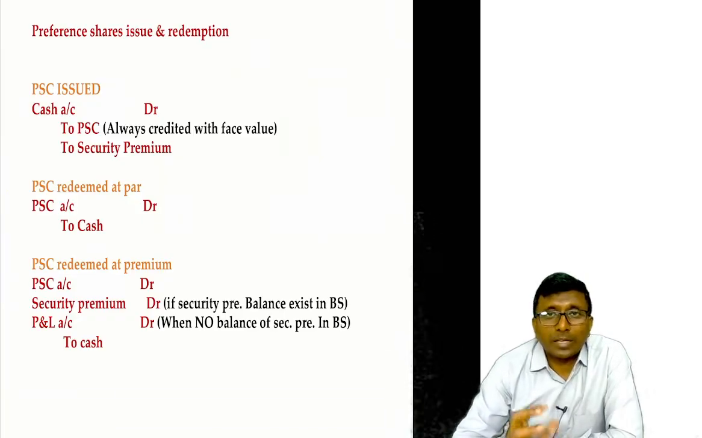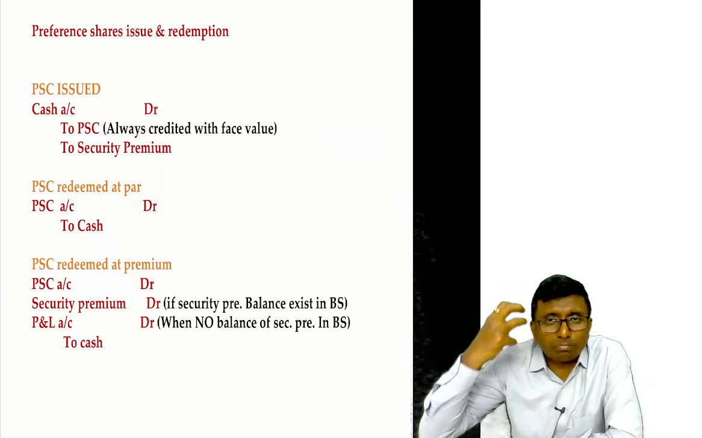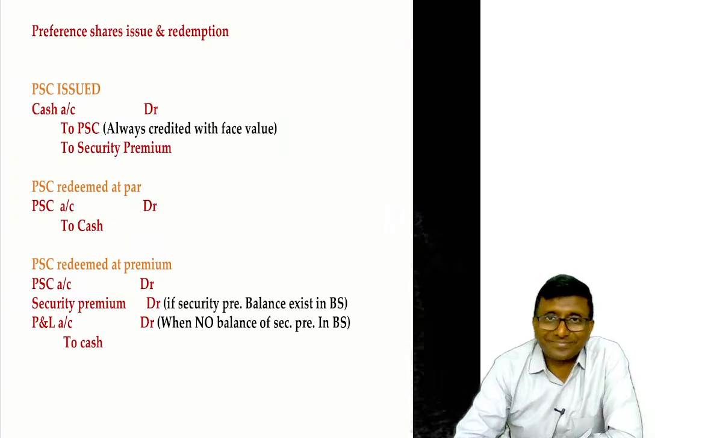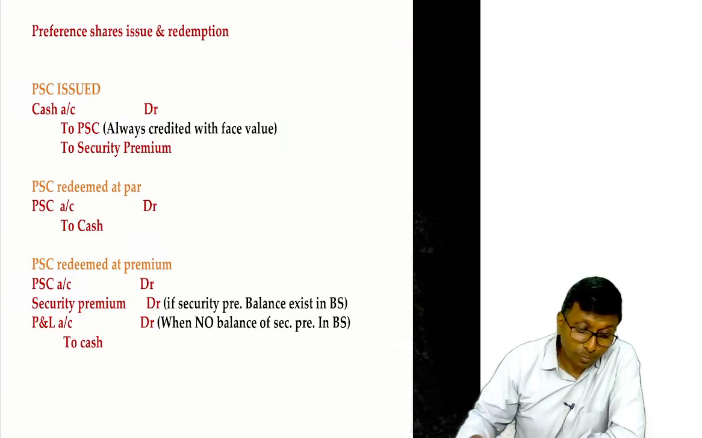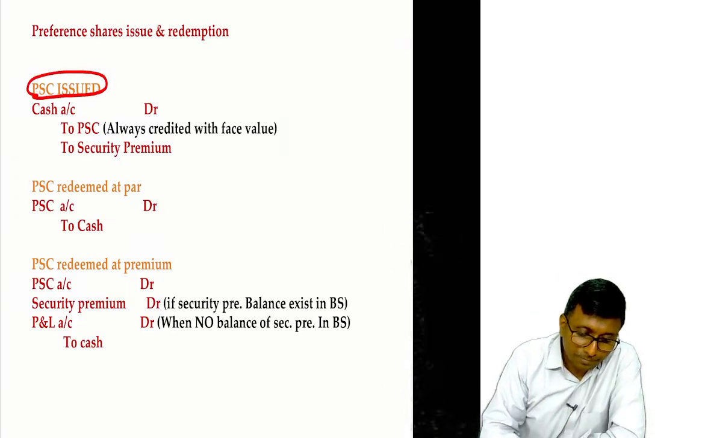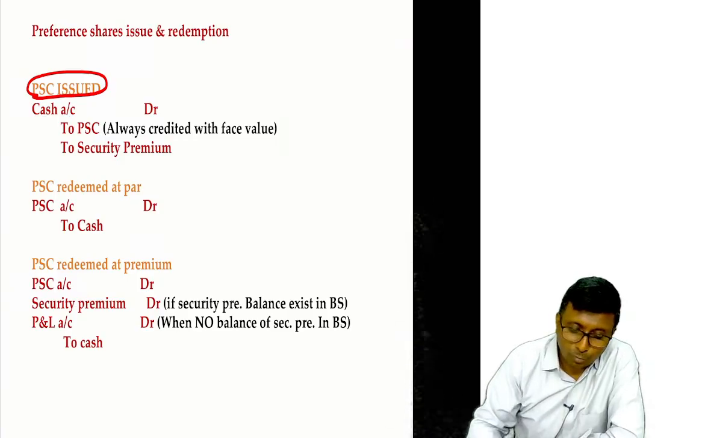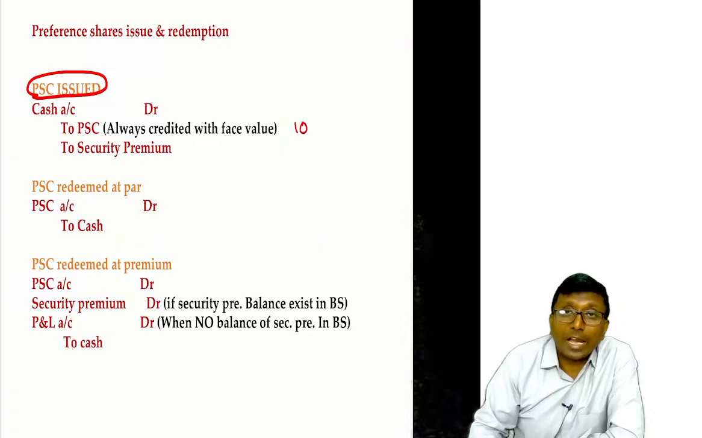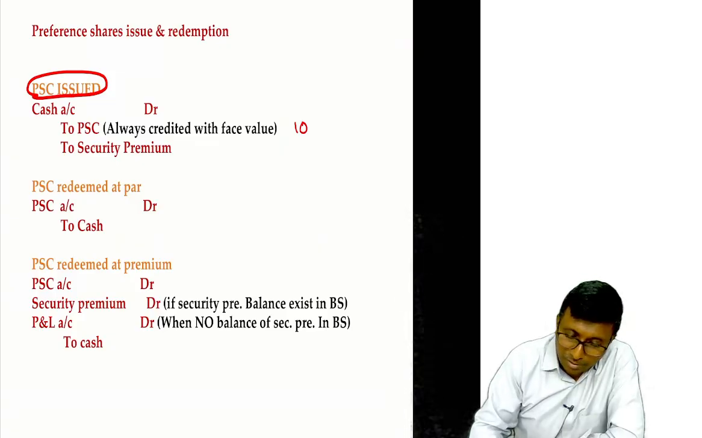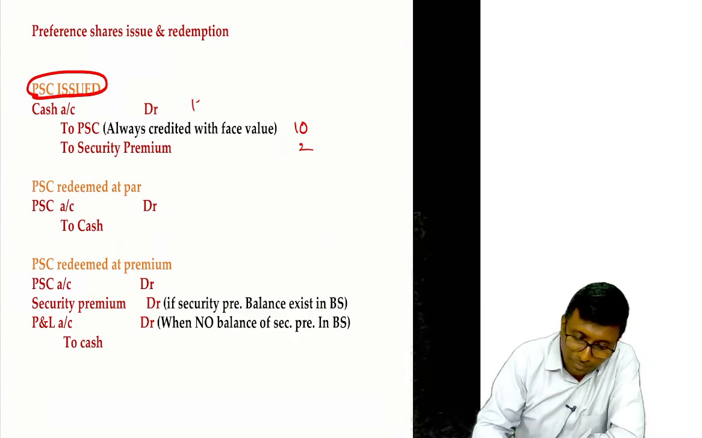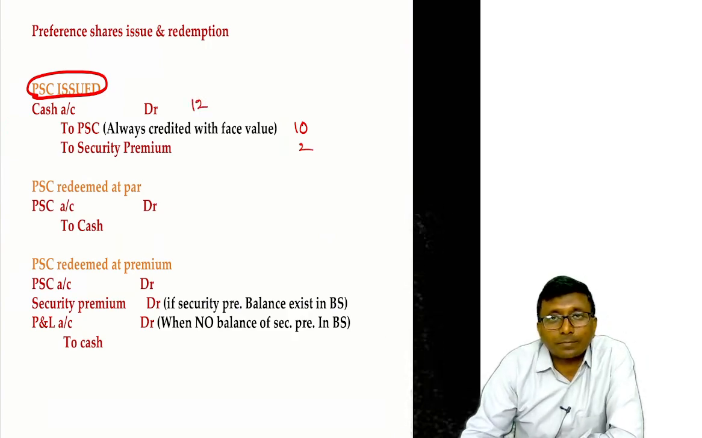Then it will get absorbed. The mind will absorb it like anything. Any day you ask, it will come back. Okay, so when you have issued preference share capital, what is the entry? Cash account debit, preference share capital. Sir, 10 rupees preference share capital. I have issued it for 12 rupees. That means the 2 rupees excess is securities premium. That is 12 rupees. Agree?